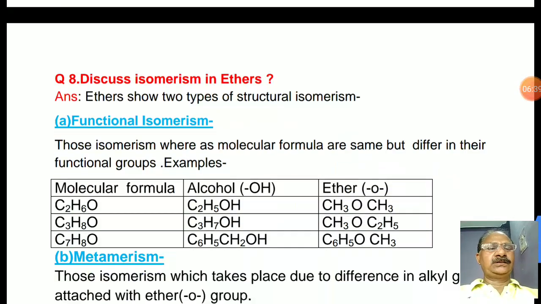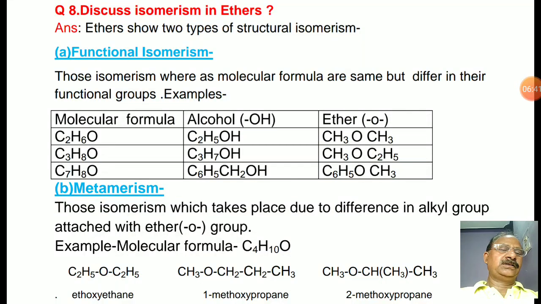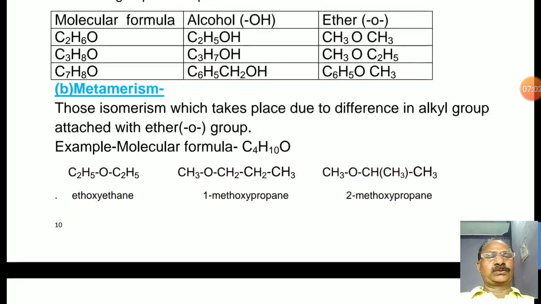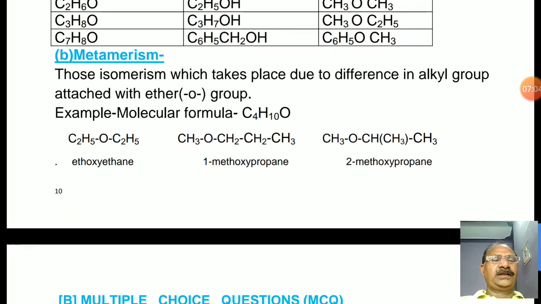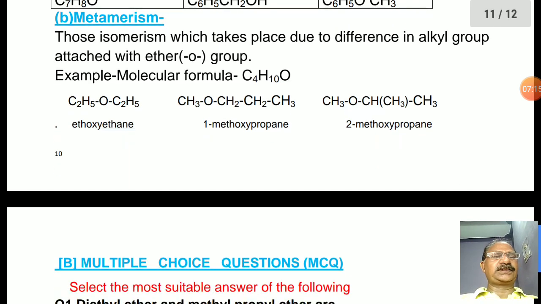Next question is: discuss isomerism in ethers. There are two types of isomerism that occur in ethers. First is functional isomerism and second is metamerism. In case of functional isomerism, for molecular formula C2H6O, the alcohol is C2H5OH and the ether is CH3OCH3. The other examples are also given. In case of metamerism, ethoxyethane, 1-methoxypropane and 2-methoxypropane are examples of metamers from the molecular formula C4H10O.